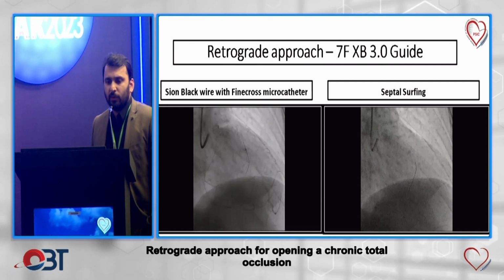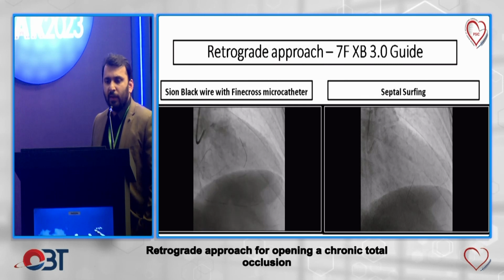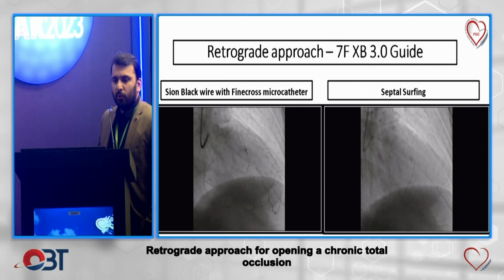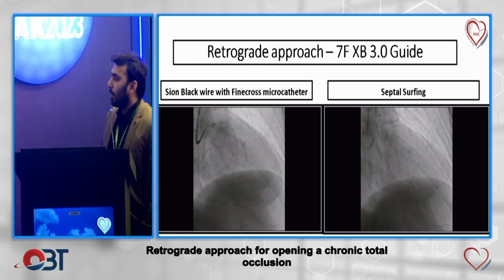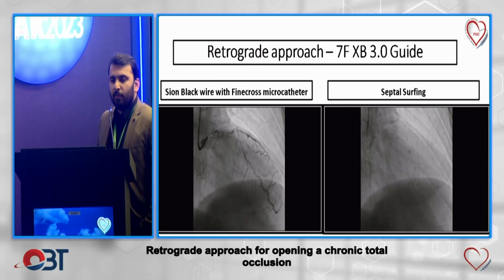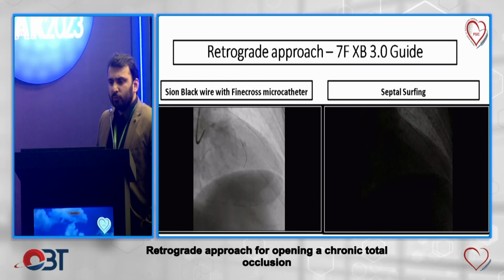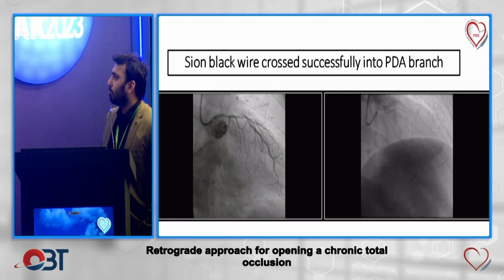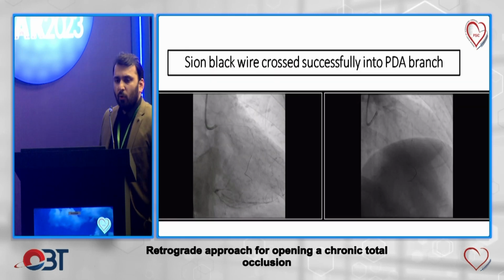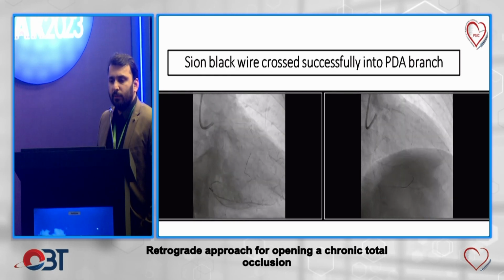It was cut down to shorten the length to around 85-90 centimeters. So you can see I have used the Sion Black wire with the microcatheter named Fine Cross, and Sion Black was used for the septal surfing. Sion Black wire crossed successfully into the PDA branch after some effort.